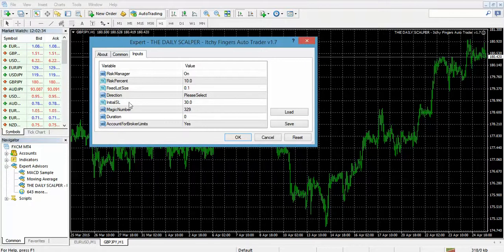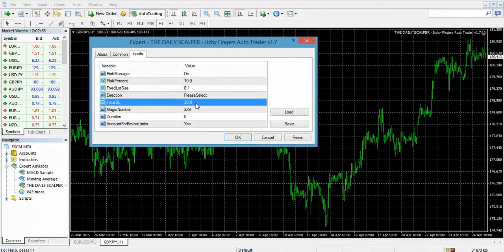Okay. Magic number. You don't really need to worry about magic numbers. The only time you need to use this is if you're running more than one EA on the same account or the same chart, just make sure the magic numbers are different on each EA setting. So again, don't worry about that, leave it at default.